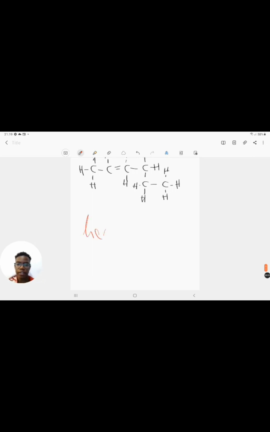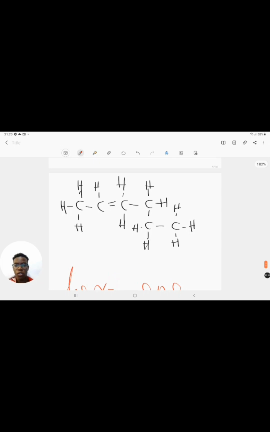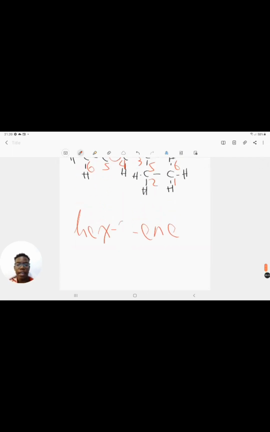First part is hex, second part is -ene, split by which number? Which number splits this? Well, we just number our chain. Okay, so we say 1, 2, 3, 4, 5, 6, and we say 1, 2, 3, 4, 5, 6. Okay, and the smallest number surrounding my double bond is the number that I'm going to use. So here is my double bond. Which is the smallest number that is surrounding that? The smallest number is 2, right? So then this is going to be hex-2-ene. Easy. That is your answer.